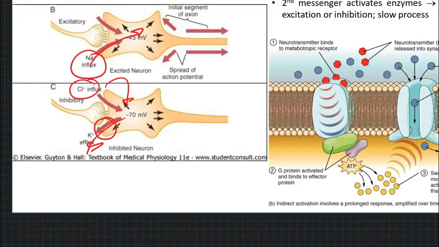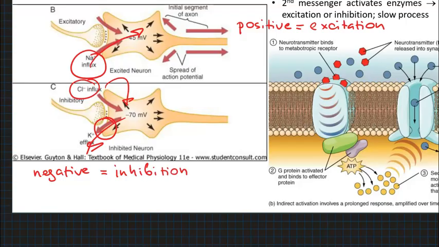Now, when sodium diffuses into the cell, what type of charge, what vibe does it bring? Positive, because it's positively charged. When you receive positive news, are you excited? Yeah. The influx of positive charges means that the cell is being excited. Yes, excitation. Okay? Good? If you bring in negative charges, when you receive negative news, are you bummed out? Yes. So, negative means that the cell is inhibited.